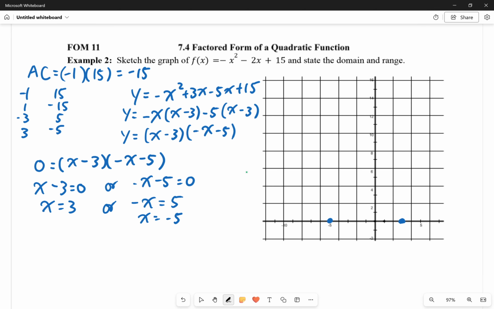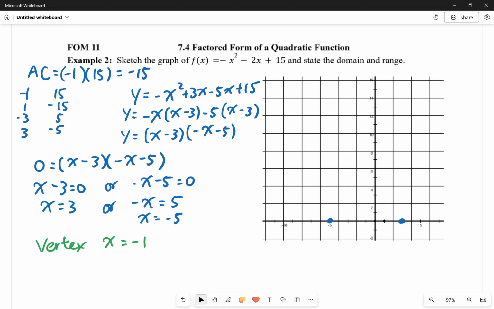Alright, so vertex is in between negative 5 and 3. What's the midpoint between negative 5 and 3? There's 8 steps to go from negative 5 to 3. 5 to get to 0, 3 more to get here. Okay, so that's 8 steps. Half of 8 is 4. So the vertex is 4 steps away from each dot. So 1, 2, 3, 4. Vertex is right there at negative 1. Okay. So vertex has a point of x equals negative 1.